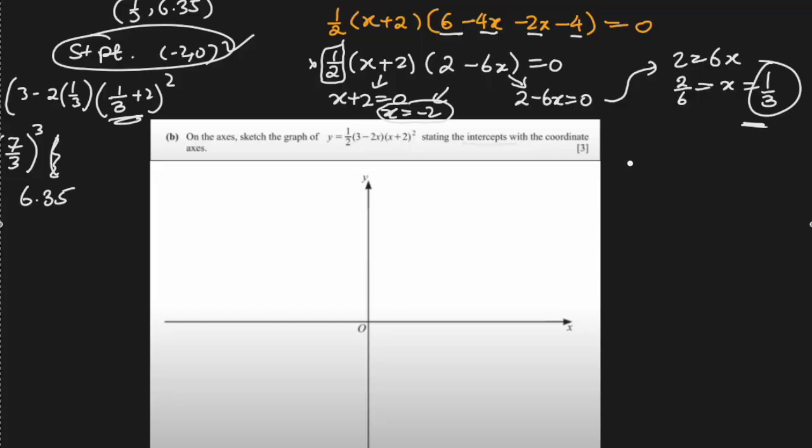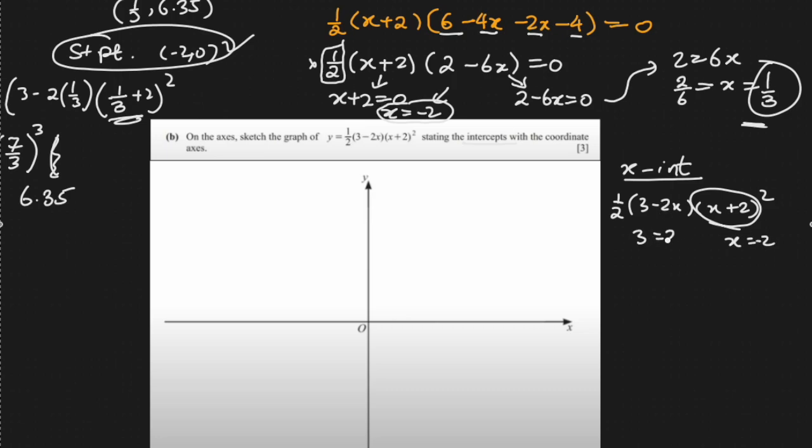So first, x-intercept. So in x-intercept, y is equal to 0. So this becomes equal to 0. 3 minus 2x, x plus 2 square. This already we got x equal to minus 2. So no need to look at this. This will give us what? 3 equal to 2x. So 3 minus 2x equal to 0, because for x-intercept, I'm making y equal to 0. So x is 3 over 2. So this becomes our second x-intercept.